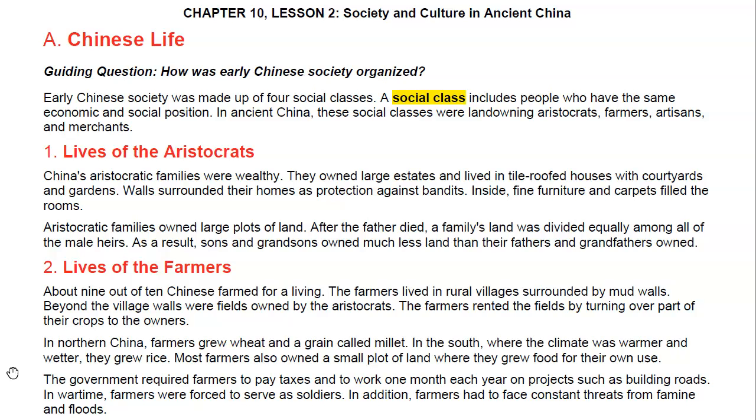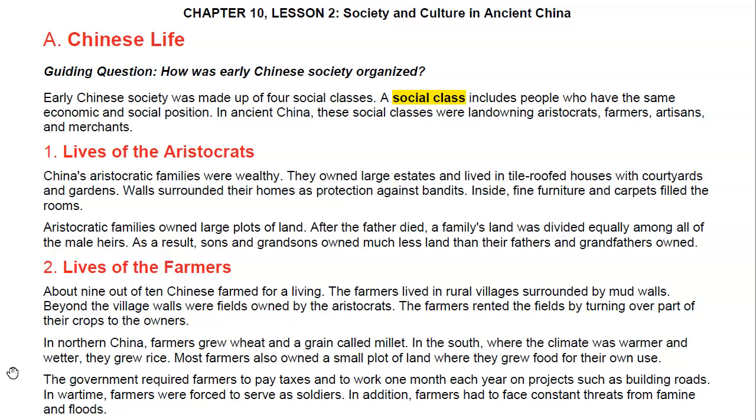Lives of the farmers. 9 out of 10 Chinese farmed for a living. The farmers lived in rural villages surrounded by mud walls. Beyond the village walls were fields owned by the aristocrats. The farmers rented the fields by turning over a part of their crop to the owners.